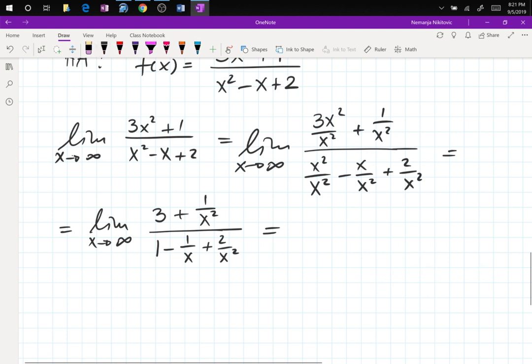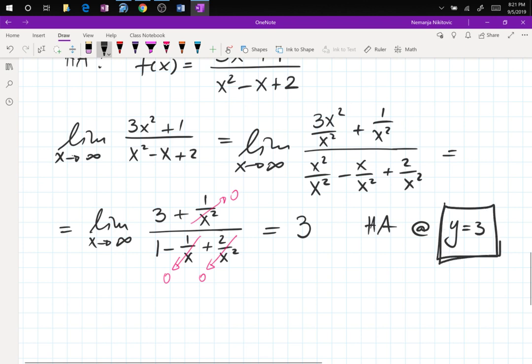Anyway, so each one of these would go to 0, because when you divide a number by infinity, it just goes out. And you just have 3 divided by 1 is 3. So, horizontal asymptote at y equals 3. Please remember to give me the proper mathematical equation. Horizontal lines, y equals a number. So we have horizontal asymptote at y equals 3 in this case.